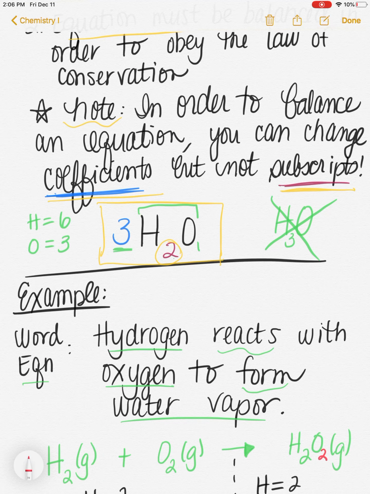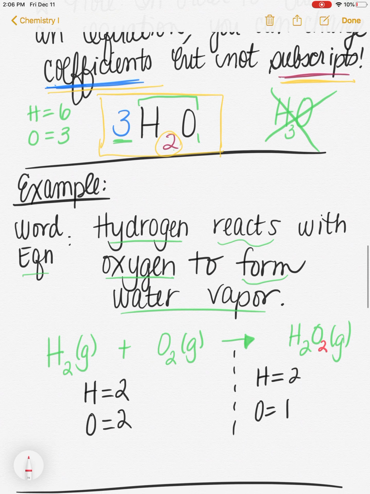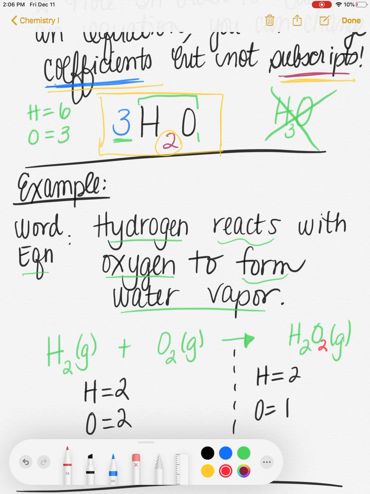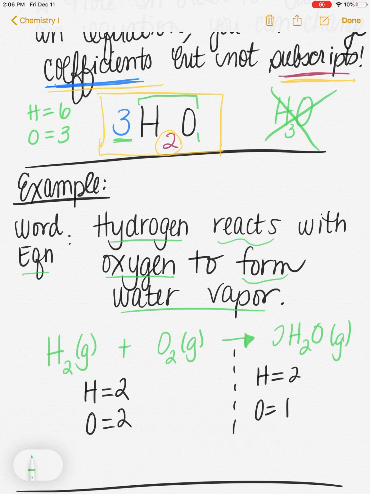But if we go back to our rules here, it said that we could not change subscripts, so that's a bad idea. By the way, H2O2 is hydrogen peroxide. That's a completely different substance than water, which is why you can't do that. So the only option that I do have is to put a coefficient of 2 here. So now I've got 2 times 1, which is 2 oxygens. However, now I have 2 times 2, which is 4 hydrogens.